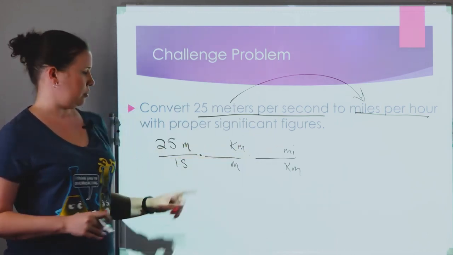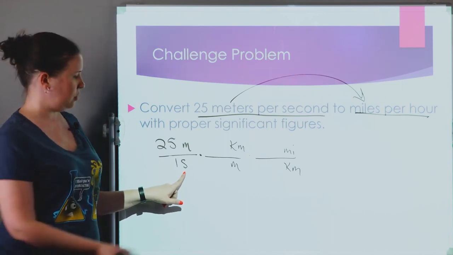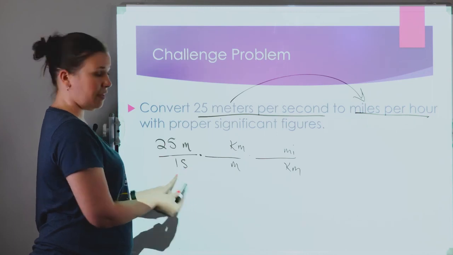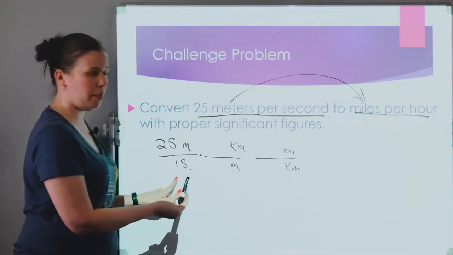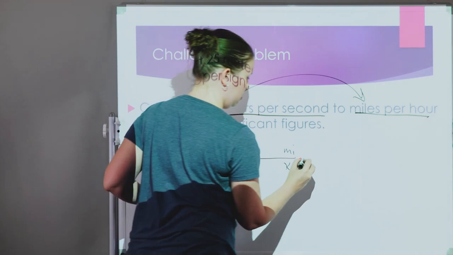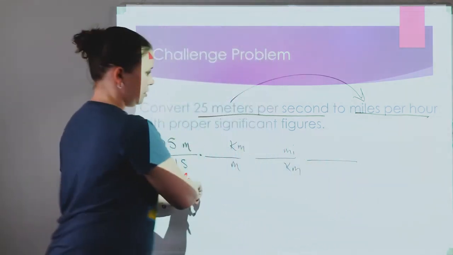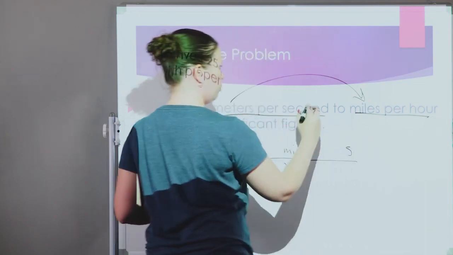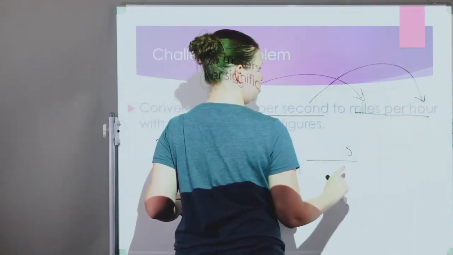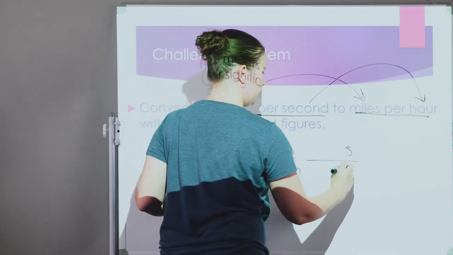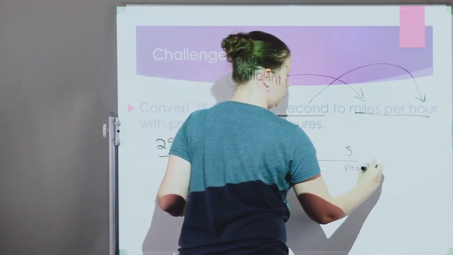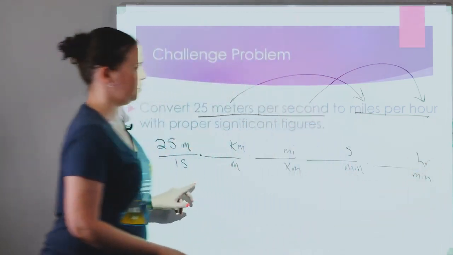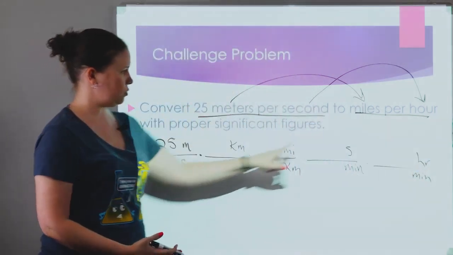Now for the new part. How do I get out of seconds? Well, if I put meters on the bottom to cancel when it's on the top, if I have something on the bottom, I would need to put it on the top to cancel. So if I have seconds on the bottom, I now need to put seconds on top. I'm trying to go from seconds to hours, so I'm looking for a larger unit. I want to go from seconds to minutes, and then from minutes to hours, getting larger. So seconds would cancel with seconds.